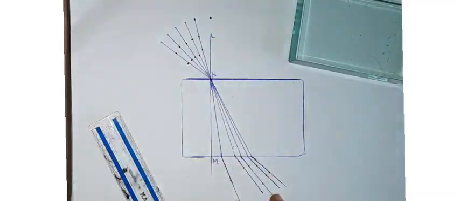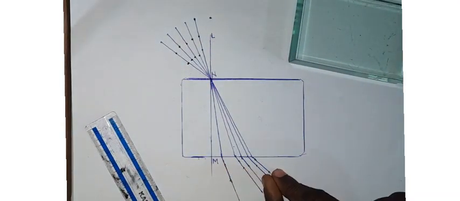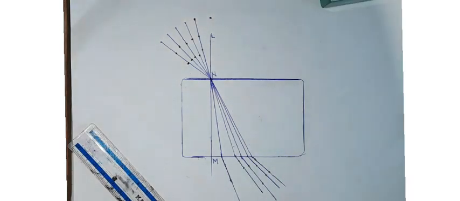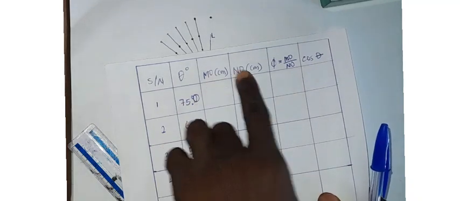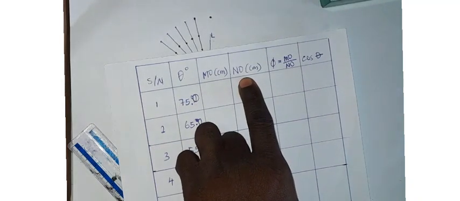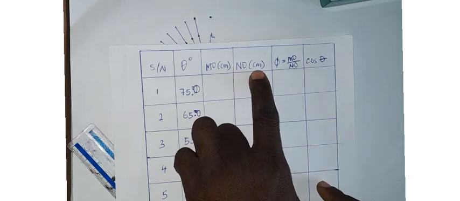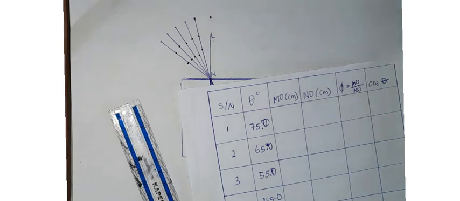Now, this is how easy and fast it is when I'm doing the same thing at the same time. I did all of this together. Okay? So that's how easy it's going to be. Now the next thing you have to do is to measure MO and NO. So how do we do that? I'm going to measure MO first.